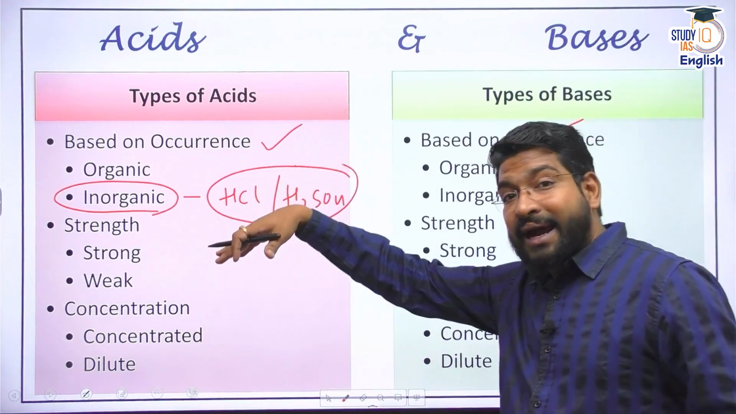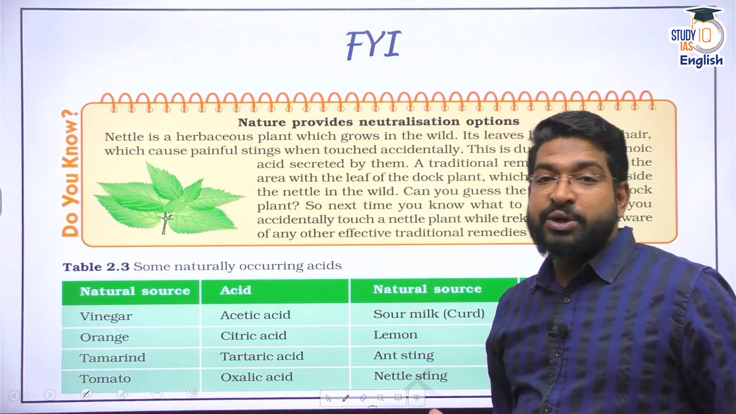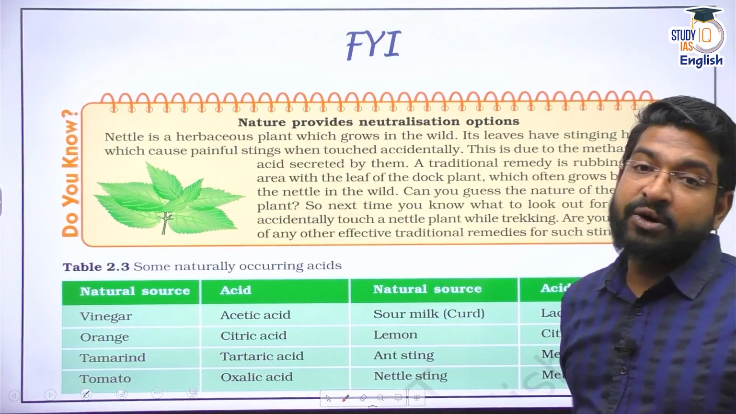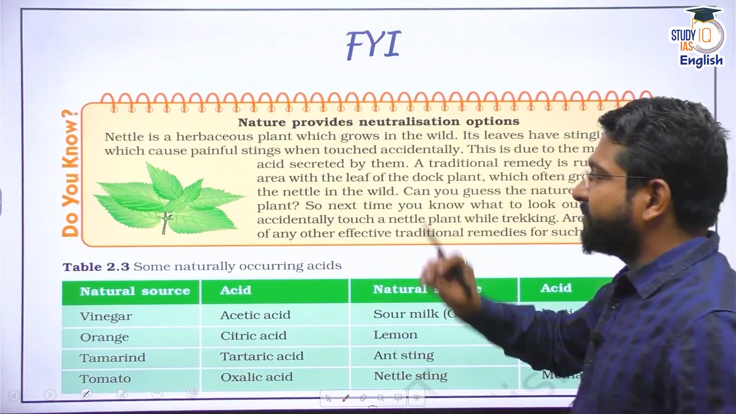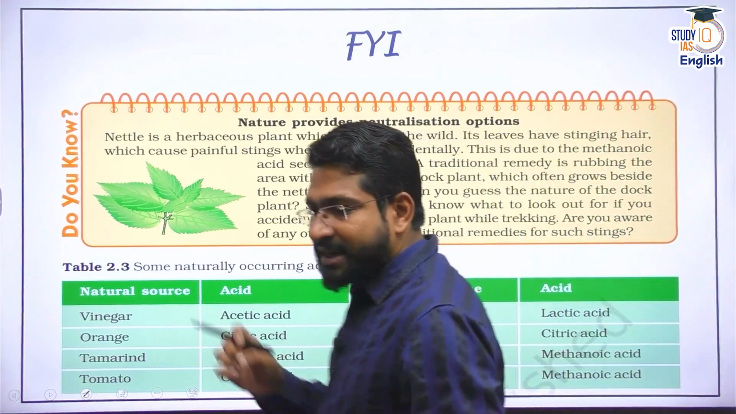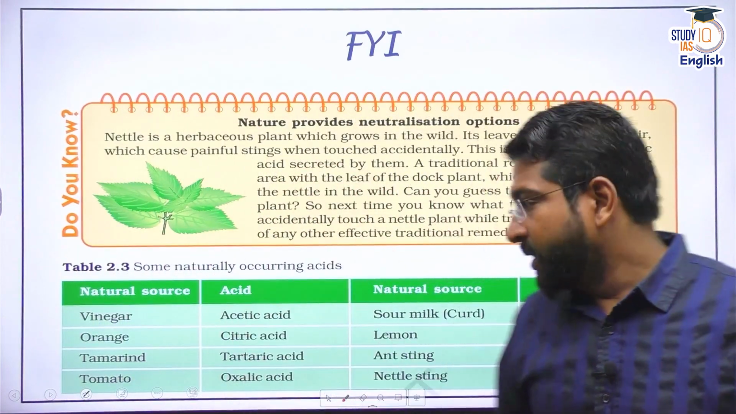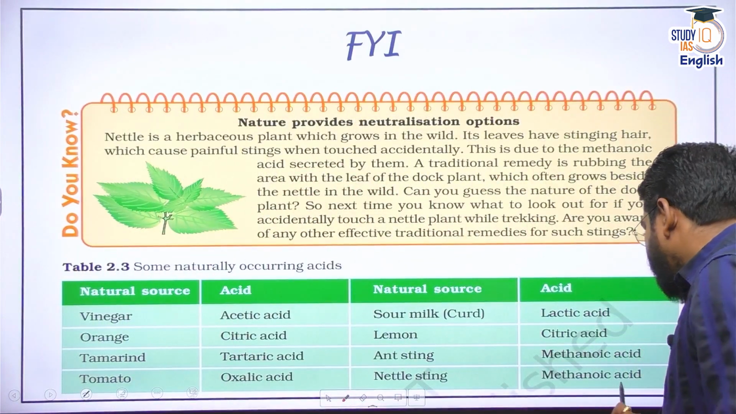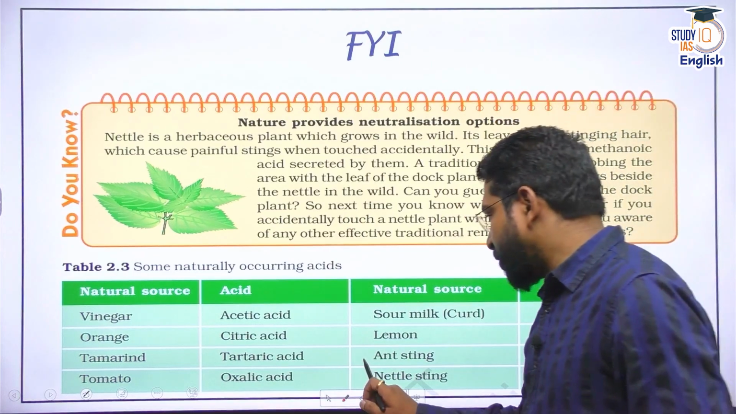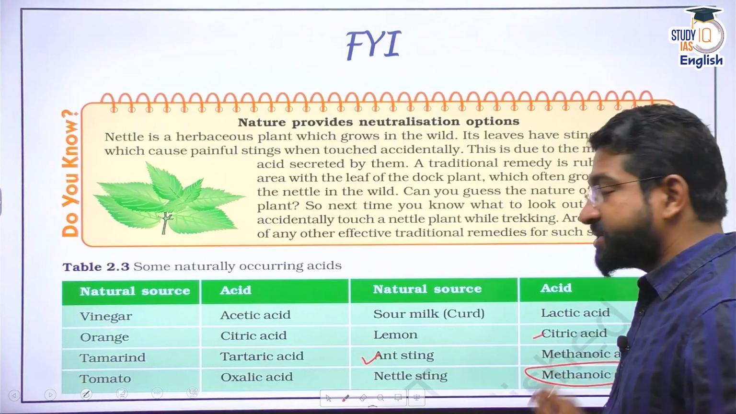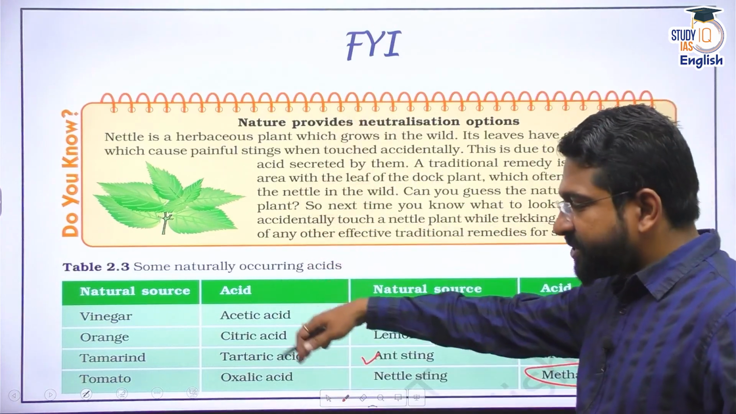Natural acids, on the other hand, occur naturally. In nature itself, there are different neutralization mechanisms. There is an example given here of the nettle plant, a herbaceous plant, which has an acid producing mechanism. A nettle's sting has methanoic acid in it. Similarly, an ant sting has formic acid, or methanoic acid, in it. Lemon has citric acid. Curd has lactic acid. I told you these are all organic acids which are found very naturally.